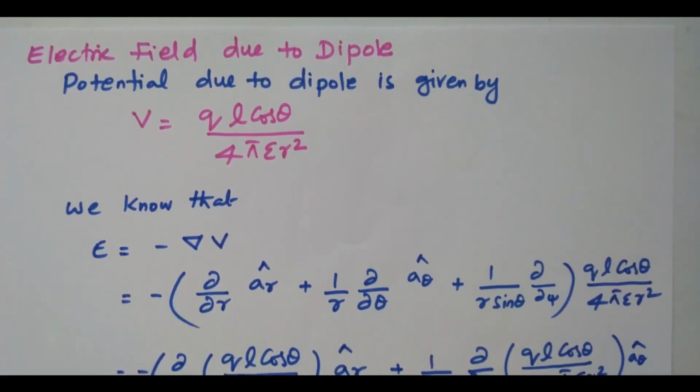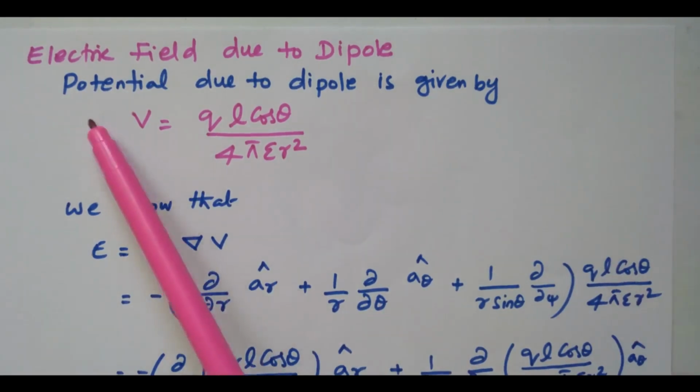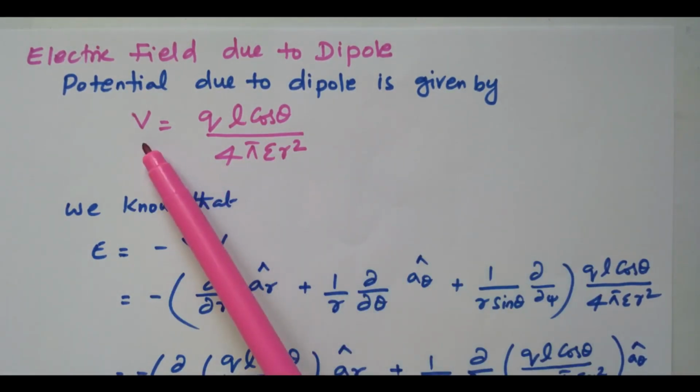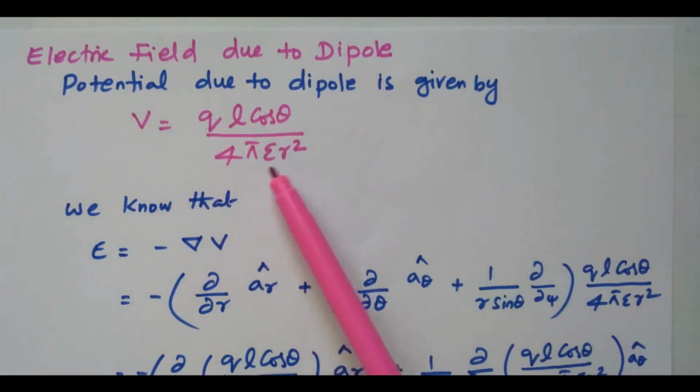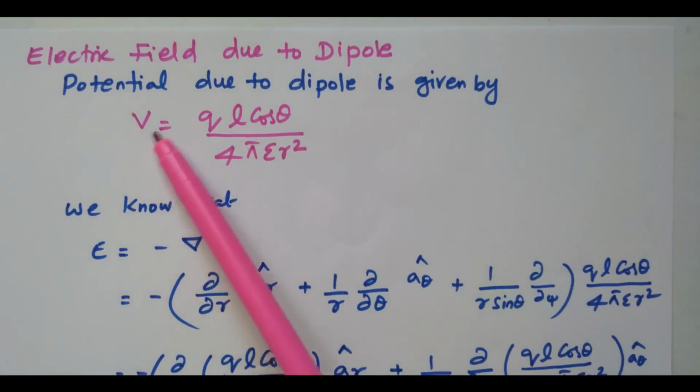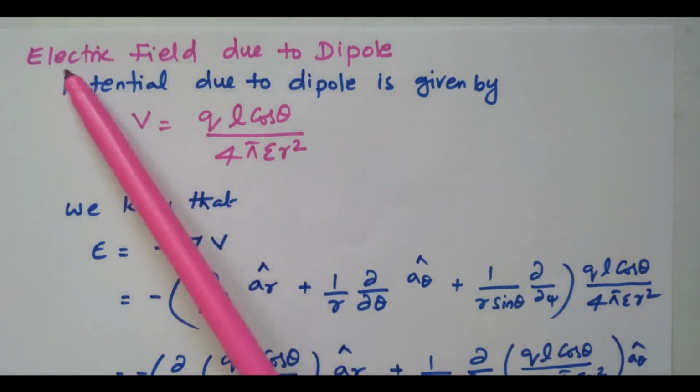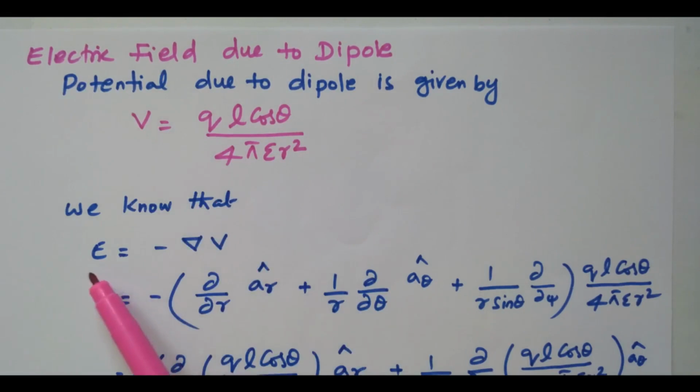Now we'll see the electric field intensity due to the dipole. We got the expression for potential due to dipole: V equal to QL cos theta divided by 4 pi epsilon R square. The expression for potential is available. How will you find the electric field from potential? What is the relation between potential and electric field? E equal to minus del V. Right? So by using this relation, since V is available, by finding del V we can find the expression for electric field intensity.